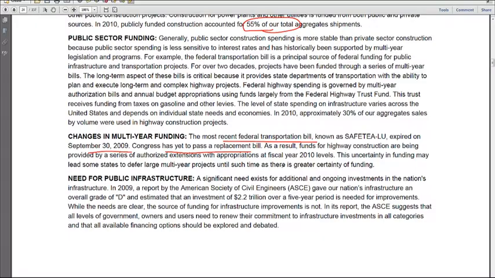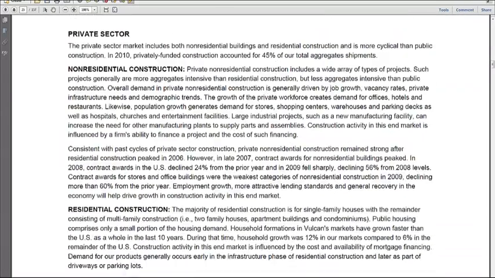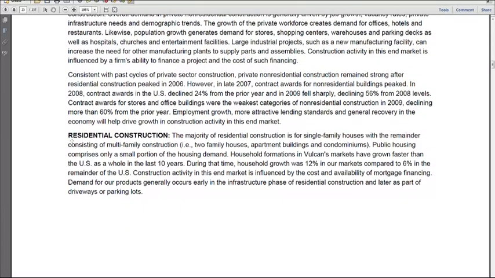And I know that's unusual that the US Congress has trouble passing something in an expeditious fashion, but that's what Vulcan is dealing with here, is that there's no new highway bill. And until there's a new highway bill, there's no new highways being built. Then the other part of their business is private sector construction, which is the other 45%. So there's non-residential construction, and then single-family homes or multifamily homes.